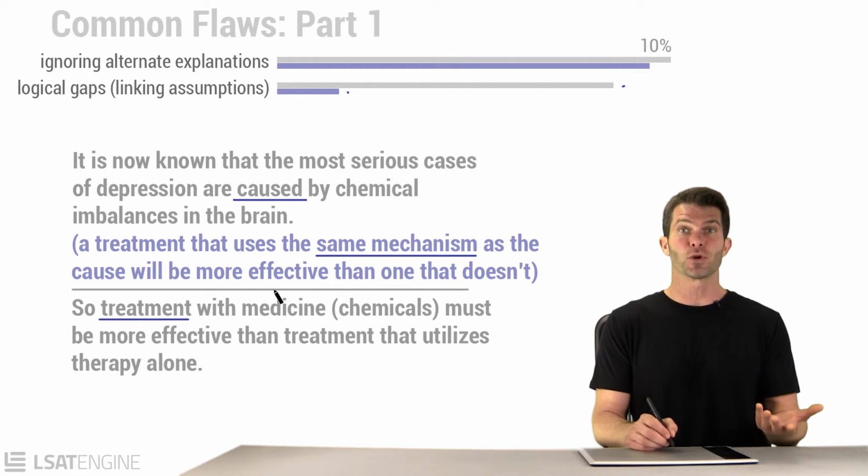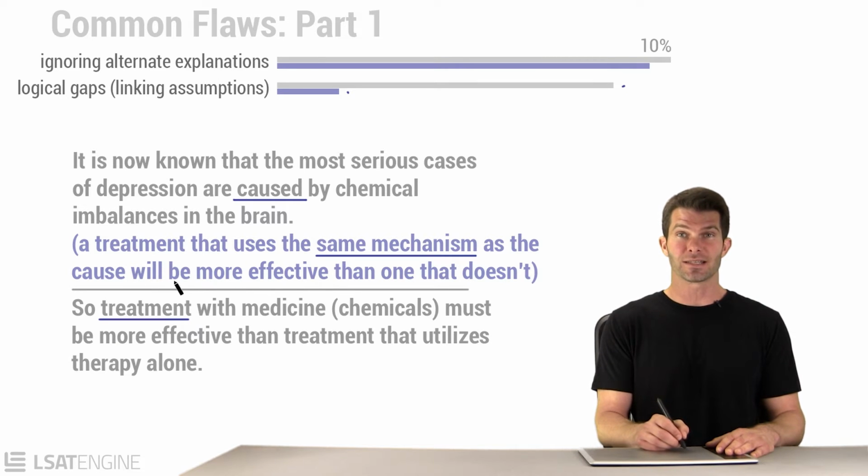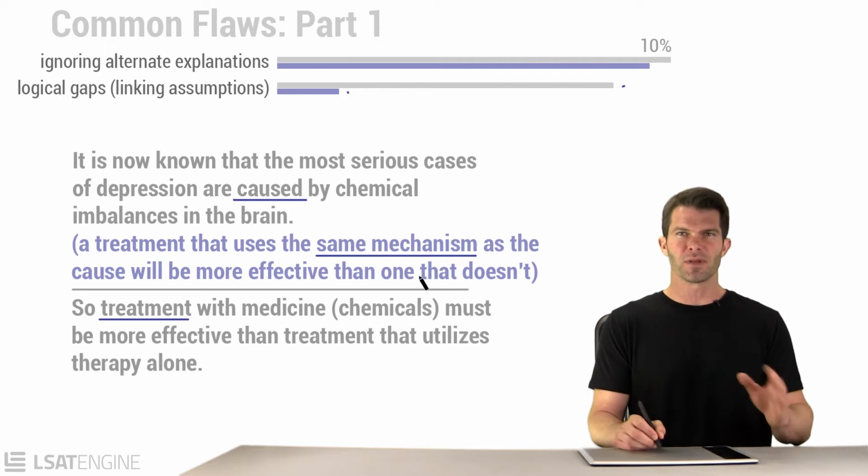And this flaw will almost certainly be described in terms of the assumption. This would be like a takes for granted lead, and the flaw in this argument is that it takes for granted this assumption. So these logical gap or linking assumption flaws are almost always going to be framed in terms of what the argument needs.